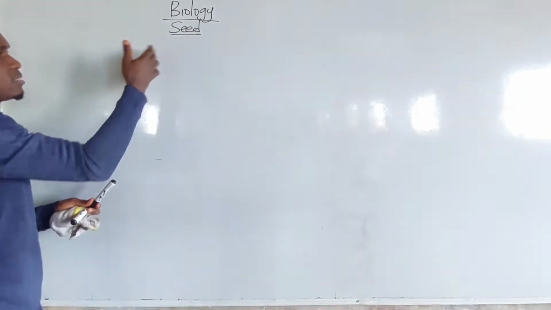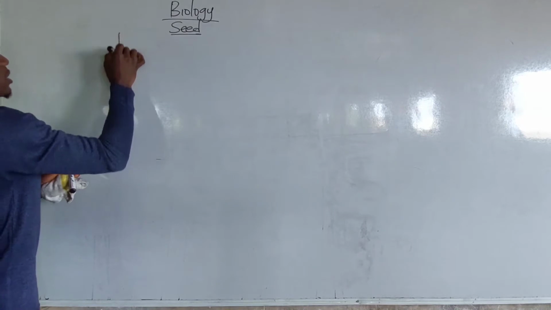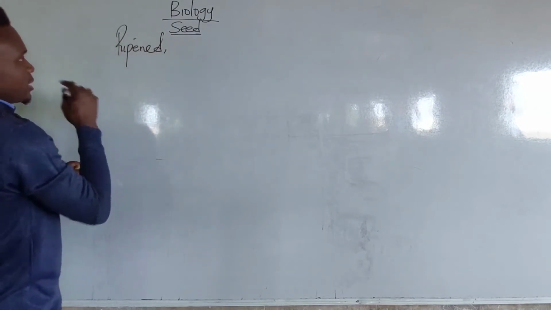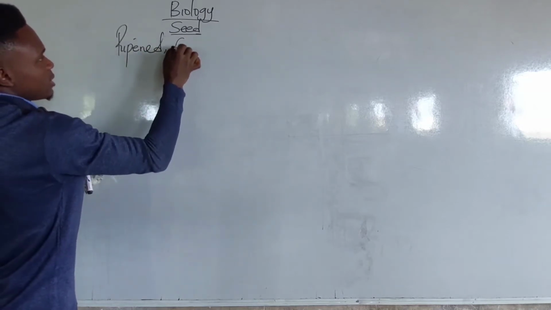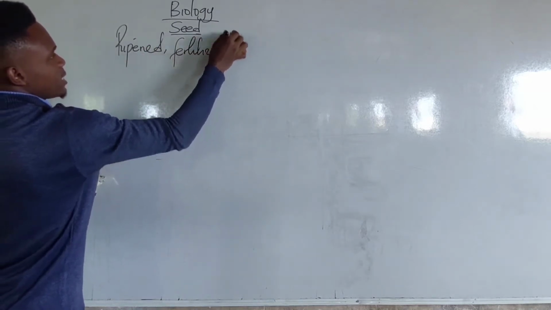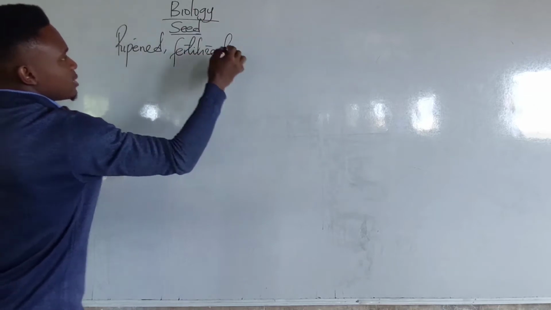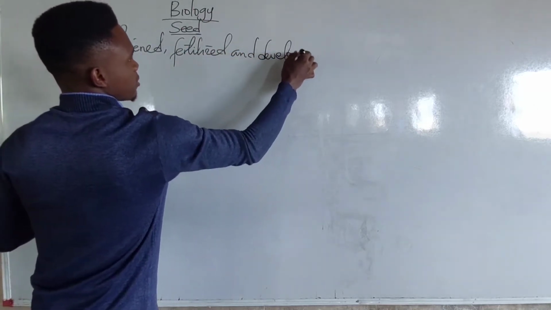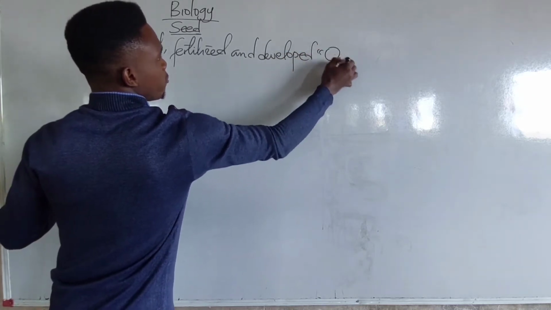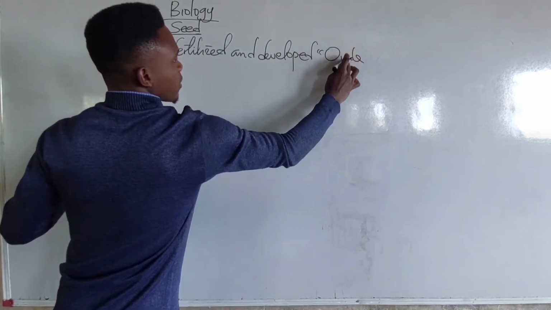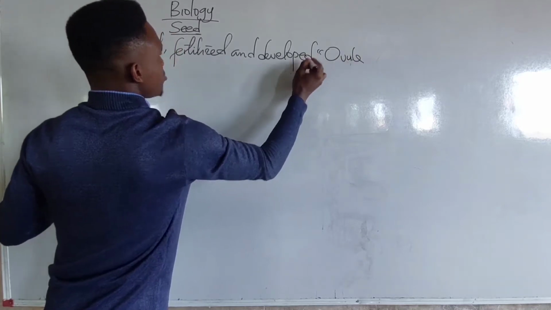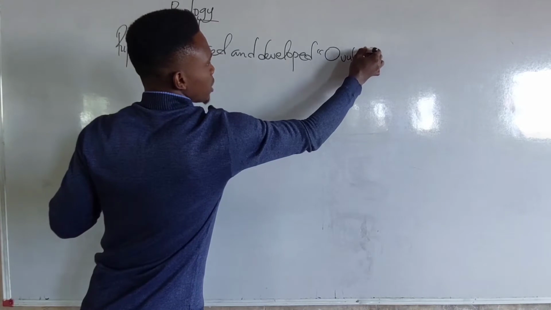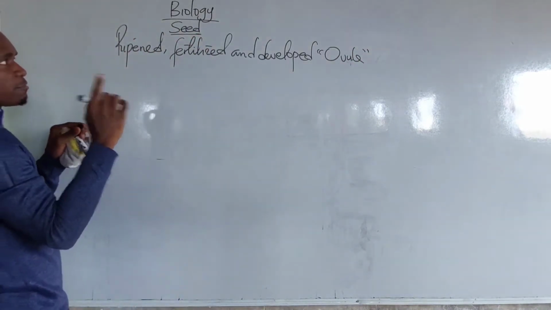Alright, seed means a ripened, fertilized and developed ovule. Alright, seed means what? A ripened, fertilized and developed ovule. Okay, please do not take it for fruits.